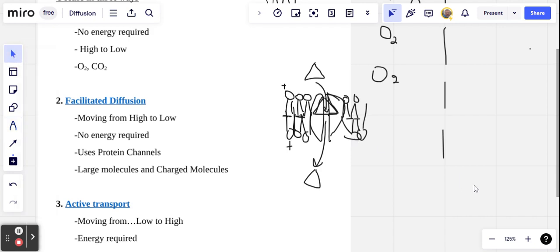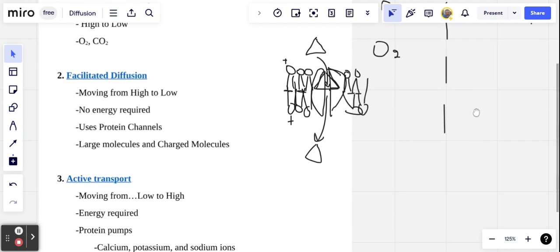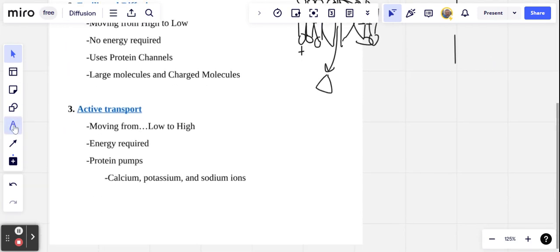Okay, so the last one is active transport. This one's much more complex. I'm not going to deal with it too much here, just a little bit. So active transport, it's moving from low to high. This requires energy. What it uses is something called ATP, or adenine triphosphate. So if the cell wants to move this thing across the membrane, it's going to require energy. It's going to use something called a protein pump, and there's calcium pumps, there's potassium pumps, and sodium pumps. Potassium sodium pump, I think, is the one really common one.